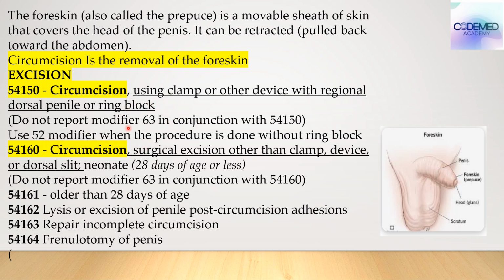Again, the modifier 63, we don't use it on this code because we have a separate code for the neonates and we have a separate code for a person older than 28 days. So since we have separate codes, there is no need to mention the modifier 63. If it is a repair of incomplete circumcision, we have a separate code. And frenulotomy of the penis, we have a separate code. So these are the codes for the circumcision.